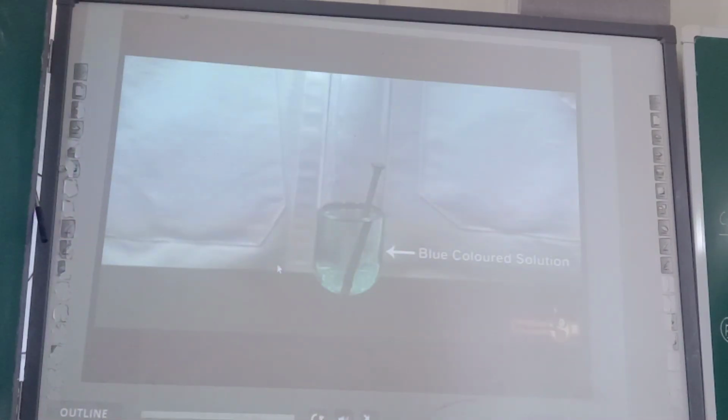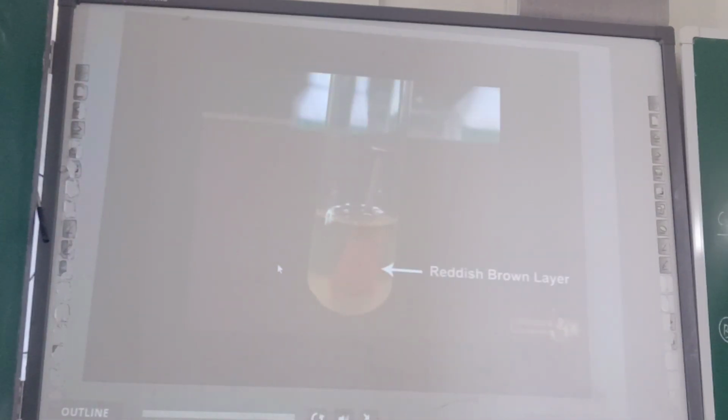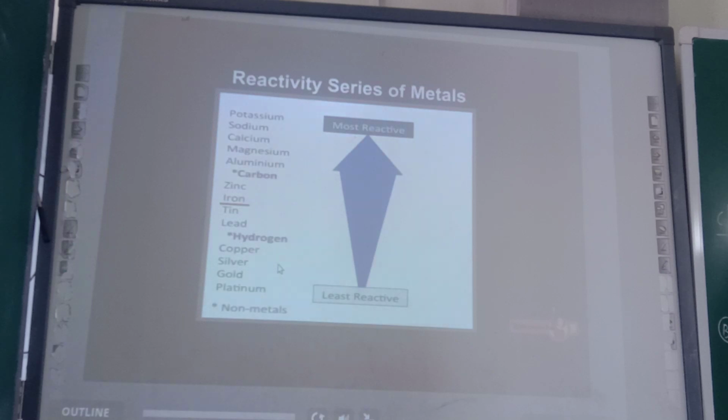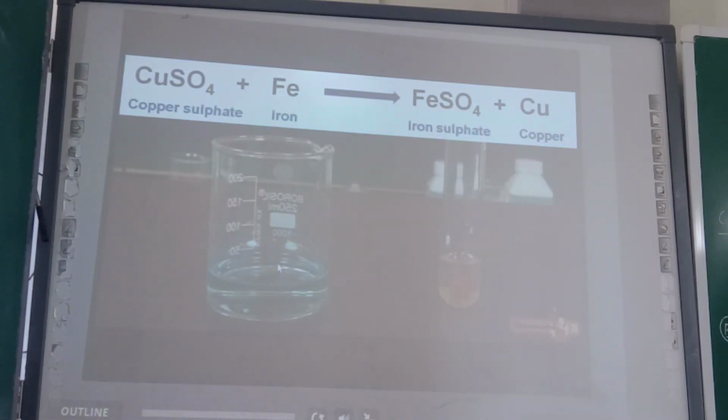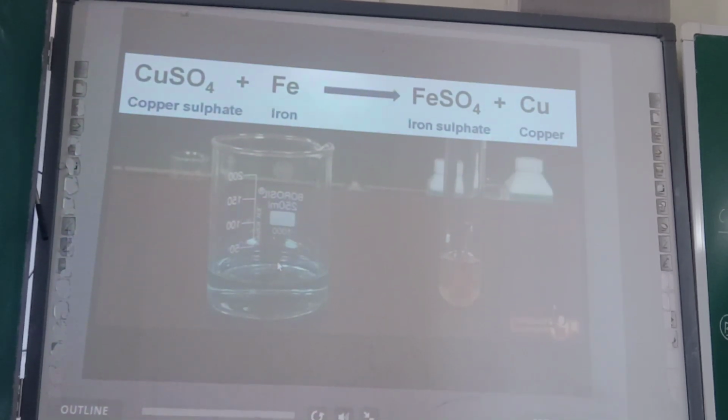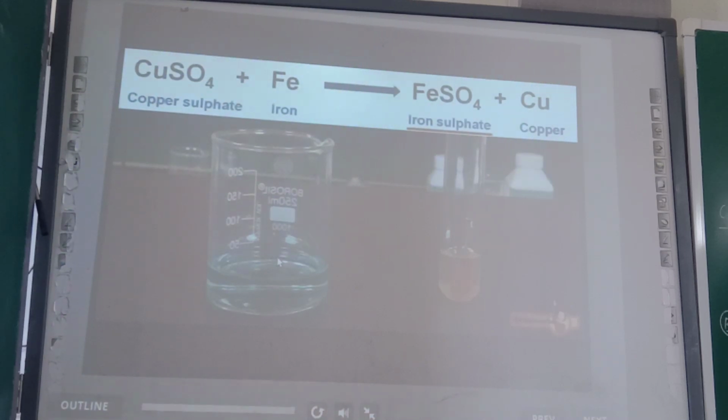The blue colored solution of copper sulfate changes to light green and a reddish brown layer of copper is deposited on the iron nail. It happens because iron is placed above copper in the metal activity series and is more reactive than copper. Iron displaces copper from copper sulfate solution. In this activity, we have observed that the products of the reaction between copper sulfate and iron are iron sulfate and copper.